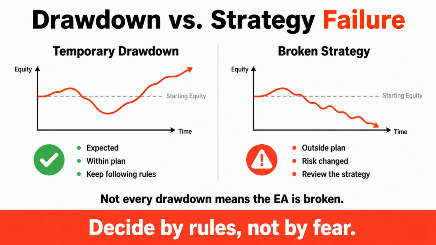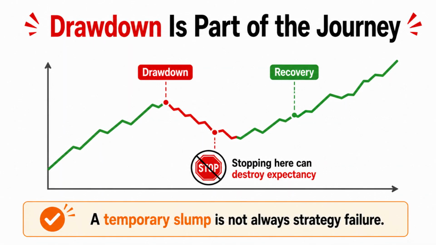Drawdown does not always mean that the strategy has failed. Is it just a temporary slump, or is the logic truly broken? The important thing is to make decisions based on rules you decided in advance, not based on emotions.